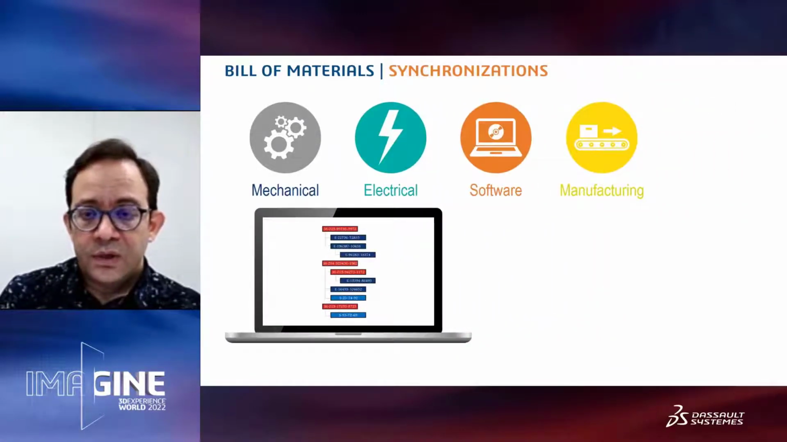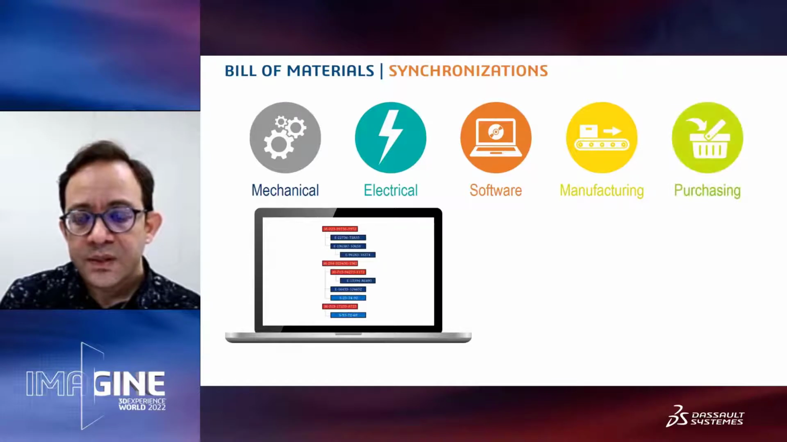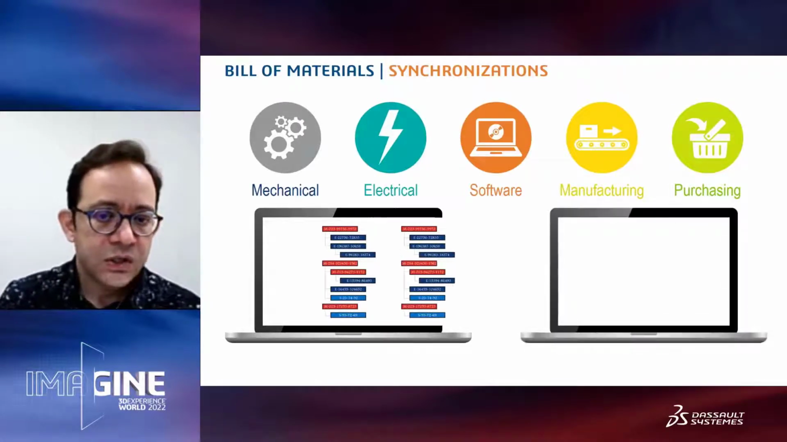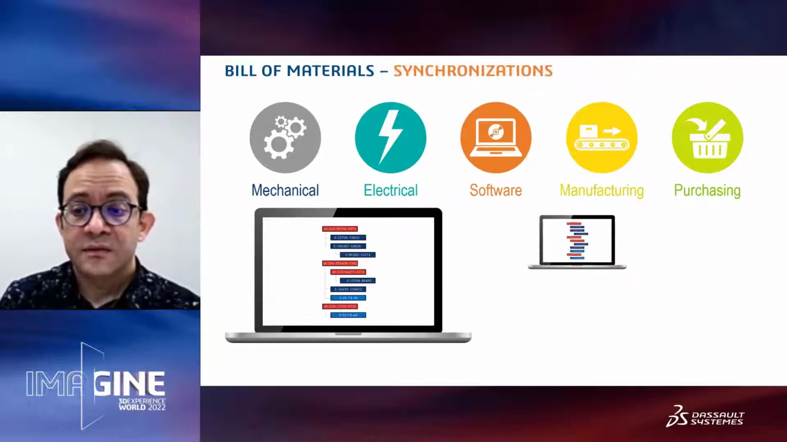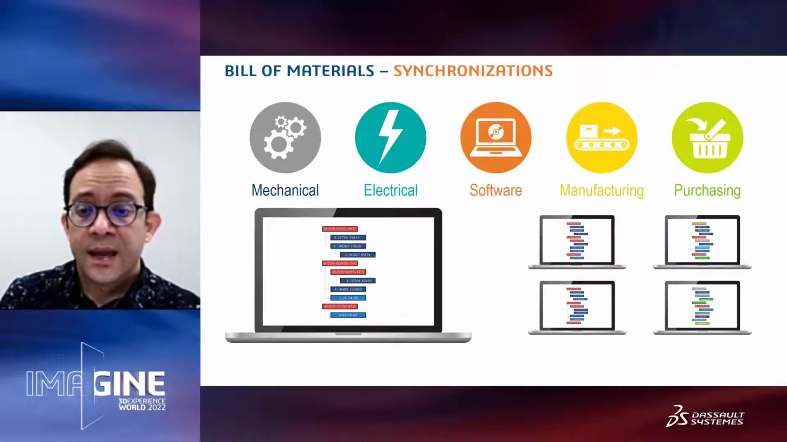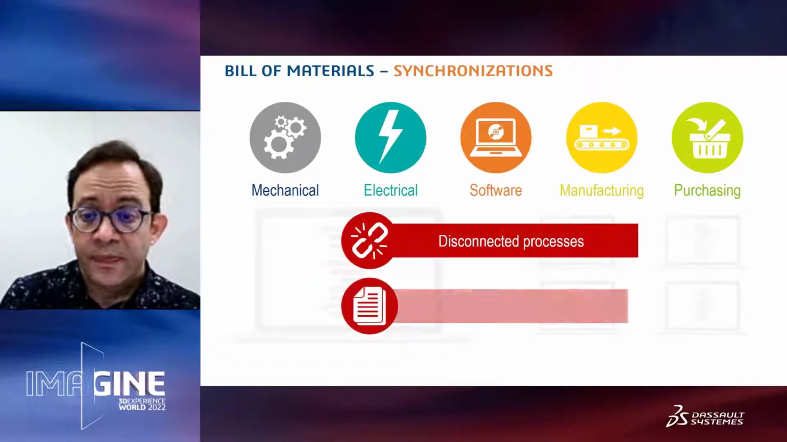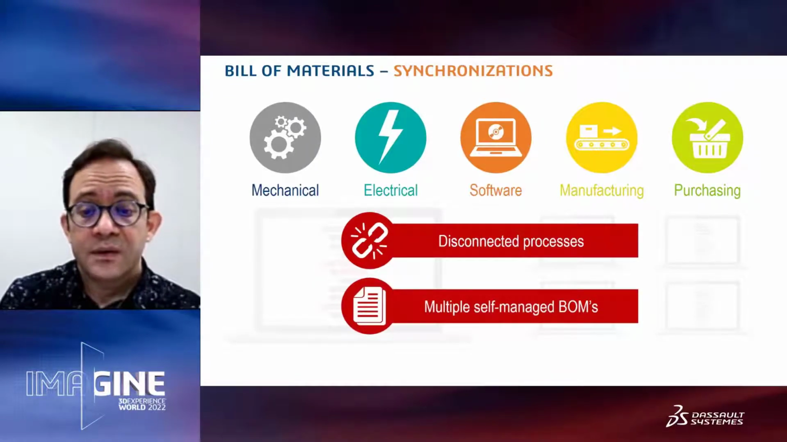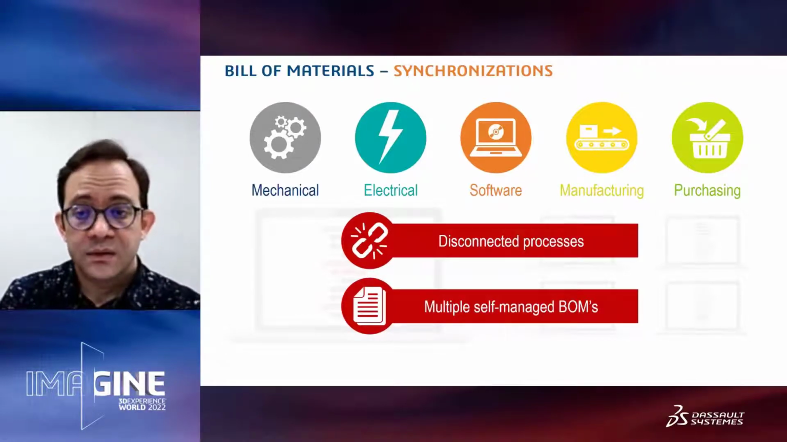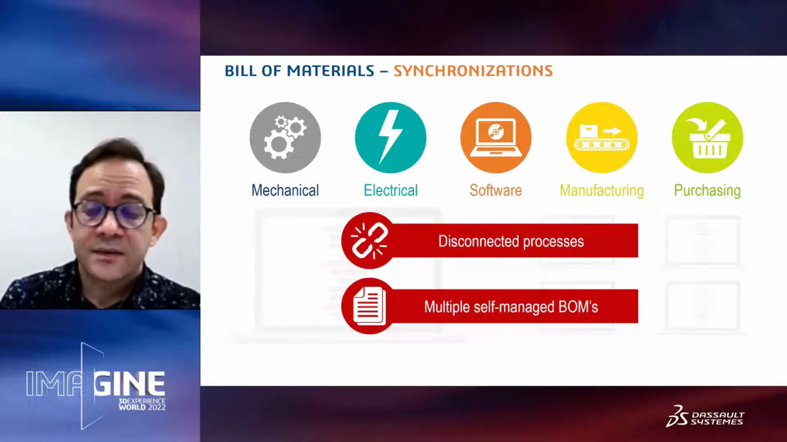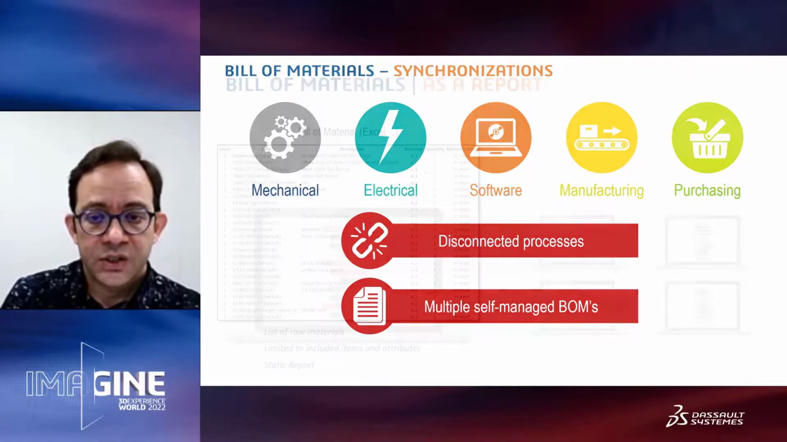So when we are working within these disciplines and delivering products and bill of materials from different disciplines, we have all these silos which are created by each discipline. So we have maybe a software bill of material, we have a purchasing bill of material, and because of all these challenges, all these processes are disconnected from each other if we don't work together. And we have what we call self-managed bill of materials that are not synchronized, or they have to be synchronized all the time, at the right time by the right people in order to develop the right product definition.